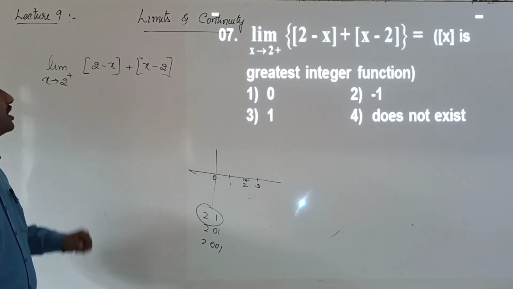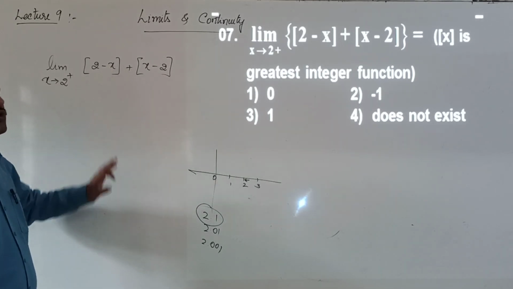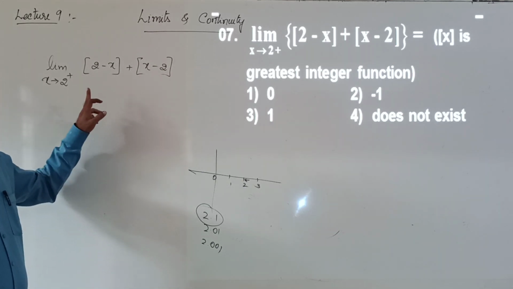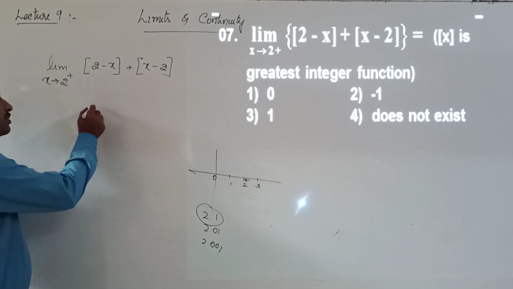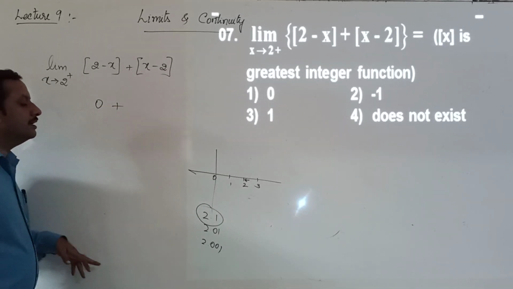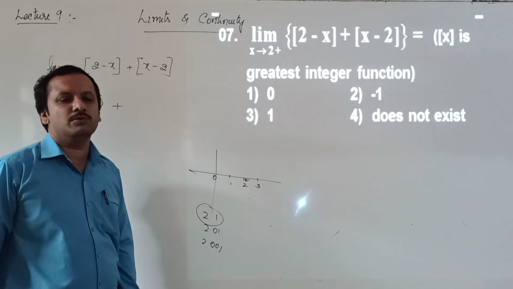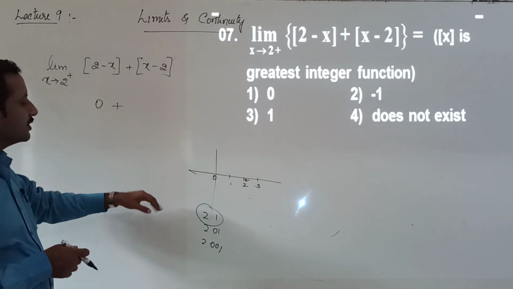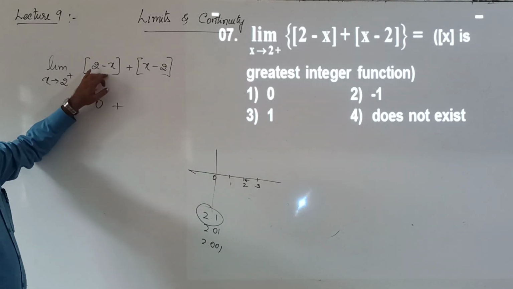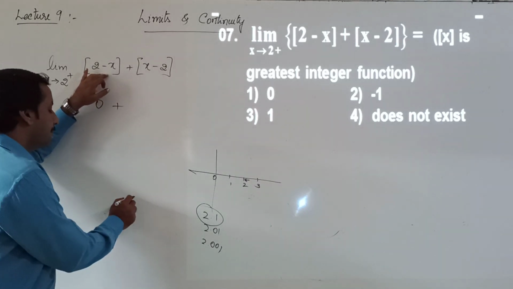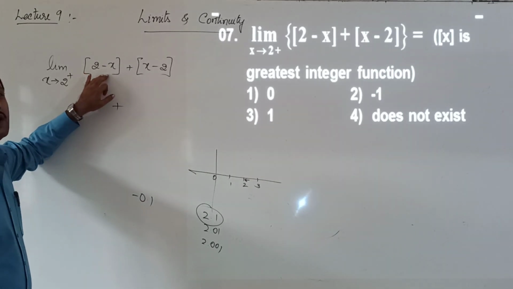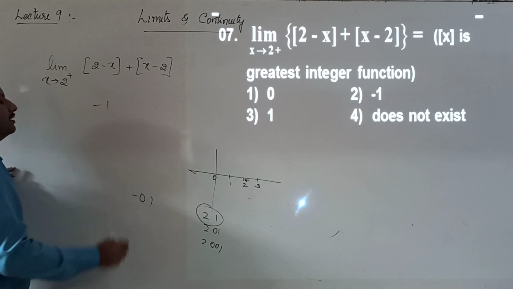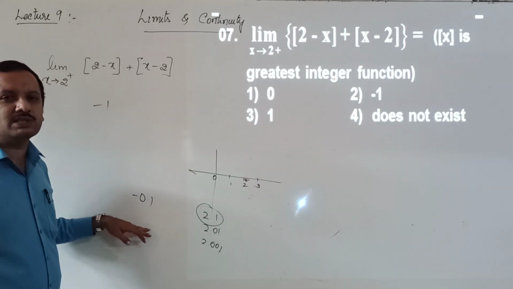Put x equal to 2.1, see what happens. 2 minus 2.1 will give you minus 0.1. Sorry, I made a mistake here. 2 minus 2.1 is minus 0.1. Right? What is the value of step of minus 0.1? Step of minus 0.1 is minus 1.